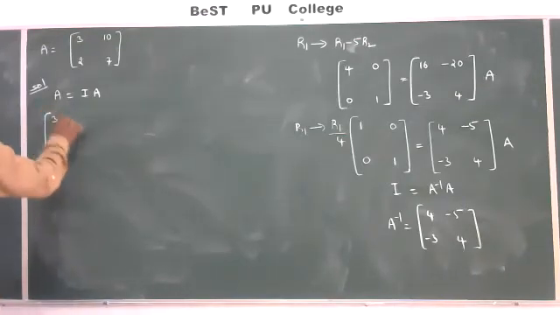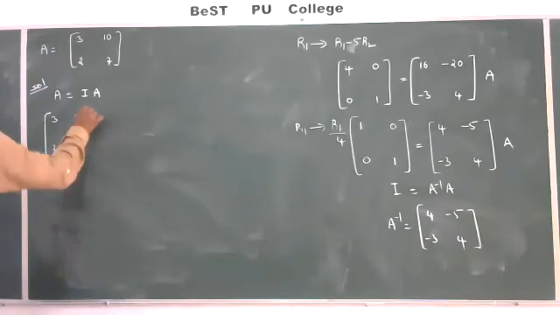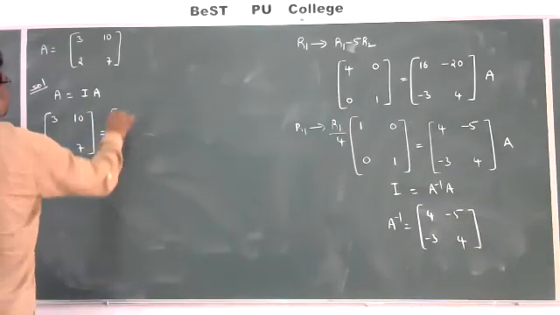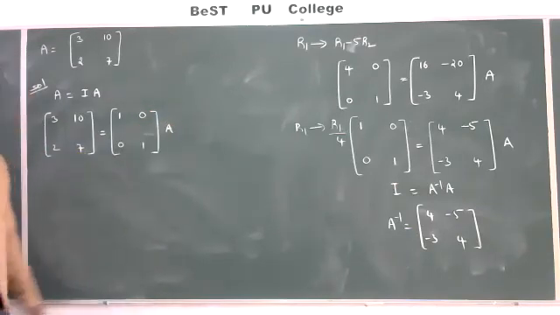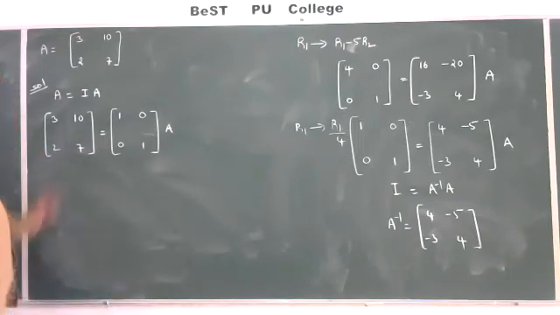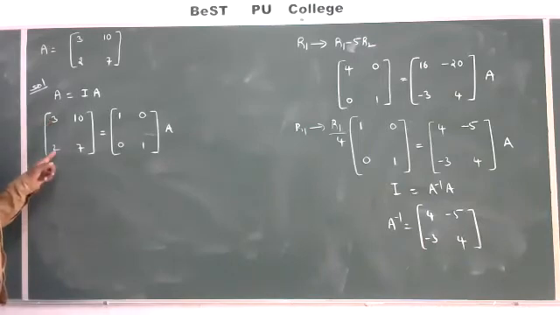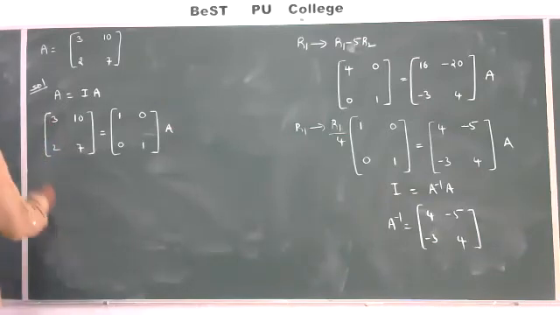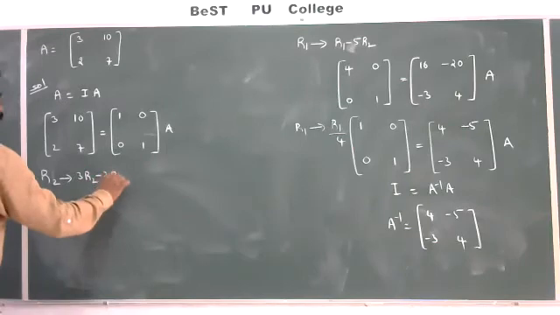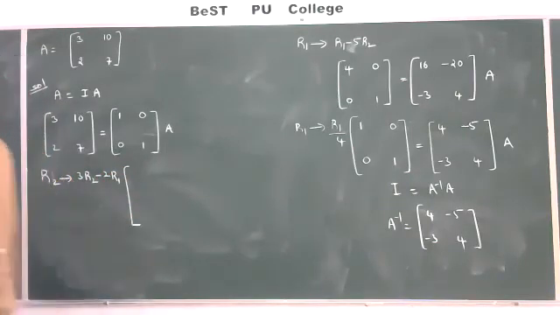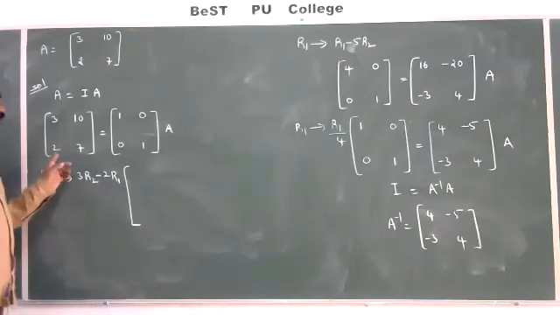That is matrix 3, 10, 2, 7 is equal to I, the matrix 1, 0, 0, 1, into A. So here you make this element 0. Multiplying with 3, you get 6. Here multiplying with 2, you get 6. 6 minus 6, 0. That's why R2 goes to 3R2 minus 2R1.